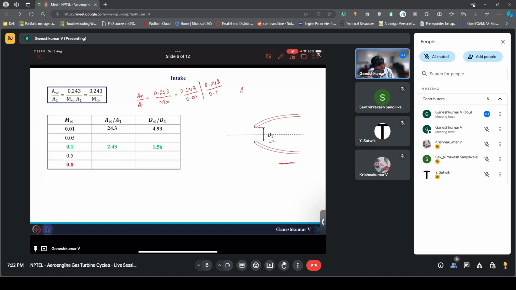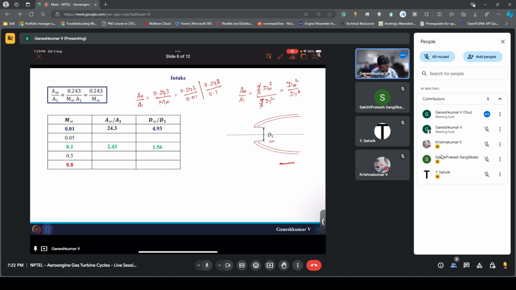So A infinity by A1 is nothing but, if you assume it as a circular intake, which is mostly the case, you can write this as pi by 4 D infinity squared divided by pi by 4 D1 squared. So pi by 4 cancels, and it's D infinity squared by D1 squared. If you want D infinity by D1, you just take the square root of whatever you get for A infinity by A1.